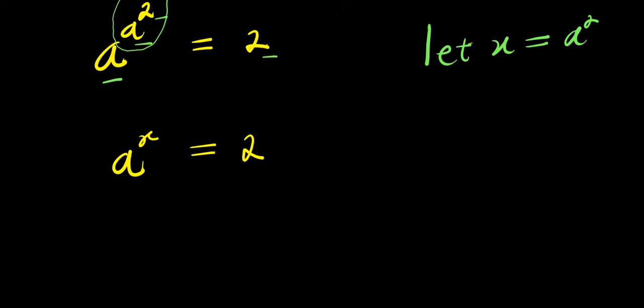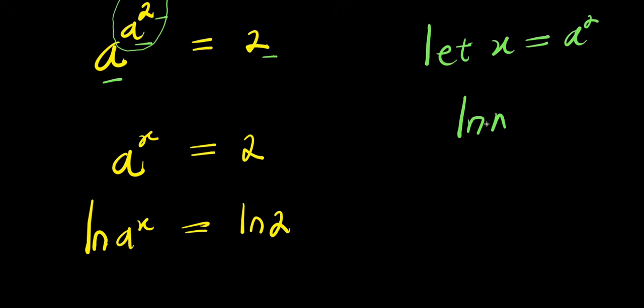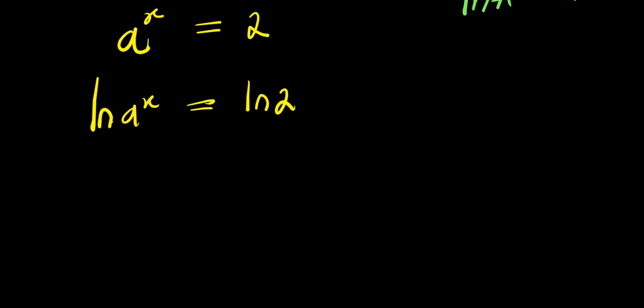So from here, I can apply natural log of a^a equals natural log of 2. Now, if you have natural log a^p, it equals p times natural log a. So I will have x times natural log a equals natural log 2.